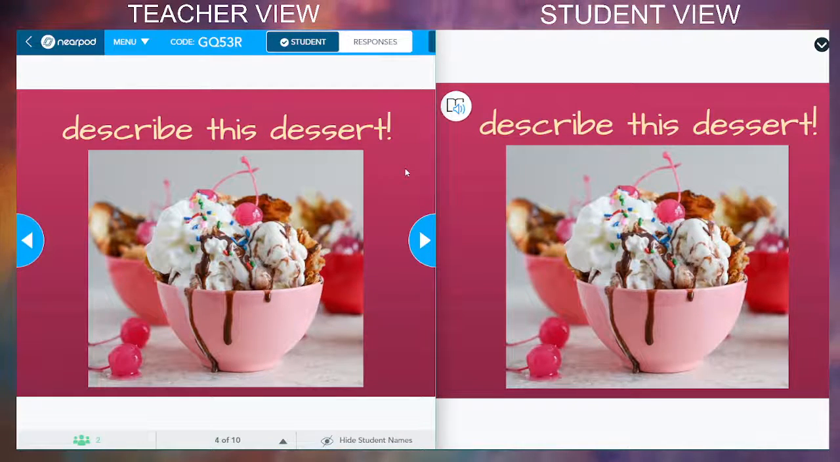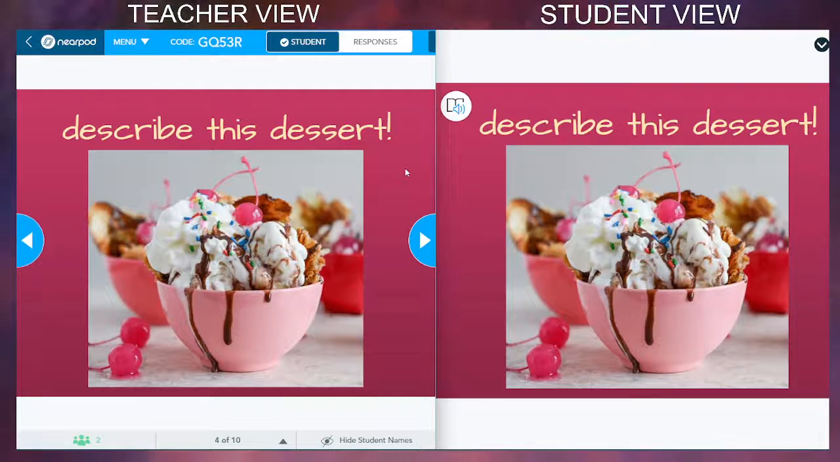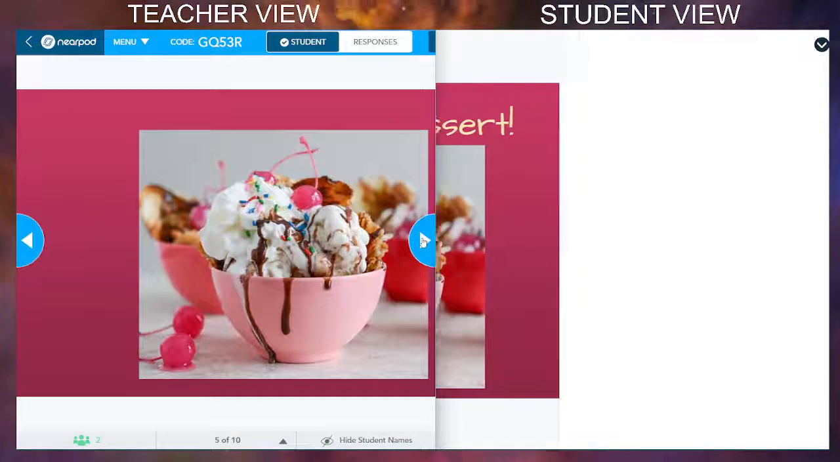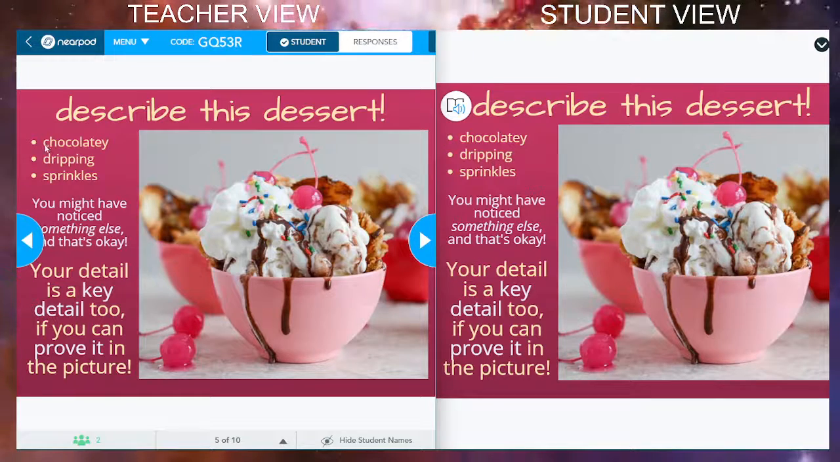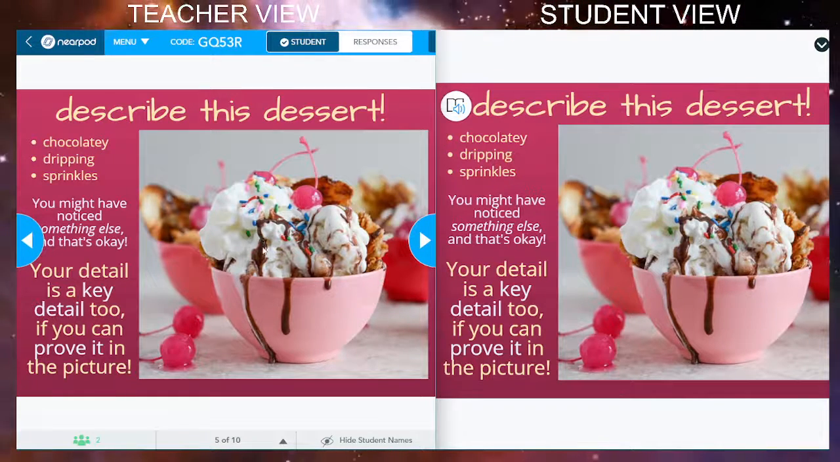Ooh, look at this delicious dessert. All right, so take a look at it for a second. What do you notice? What do you see there? I'll give you just a second, but I want you to collect some descriptive words that you could use to describe this dessert. Do you have a few in your head? All right, well, let's talk about it. When I looked at this dessert, the first thing that came to my mind was, oh my goodness, it is chocolatey. Look at all that chocolate.